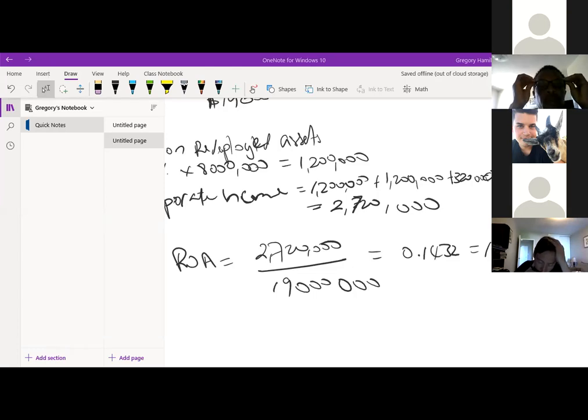The heavy machinery division was sold, so it's no longer part of the subsidiary. But what the question says is that the 8 million that would be invested in the medical supplies would earn the same return on asset as the medical supplies, the other 8 million that was initially invested in the medical supplies. So therefore, it's going to maintain the same return on assets of 15%.